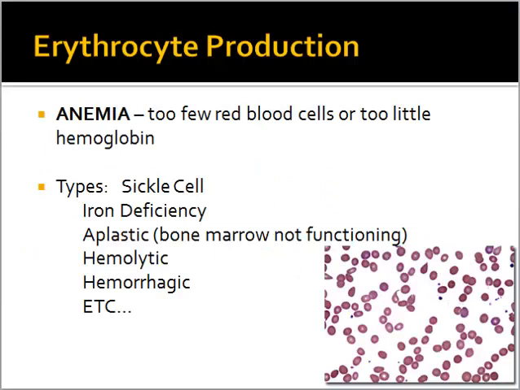Anemia is something you hear a lot, and that is the condition where there are not enough red blood cells or not enough hemoglobin. Essentially, there's not enough oxygen getting to the tissues, and so the tissues cannot perform correctly. And here are some different types of anemias down below.